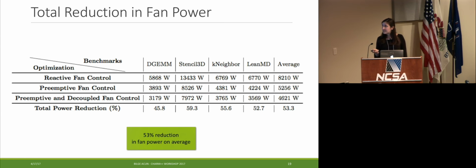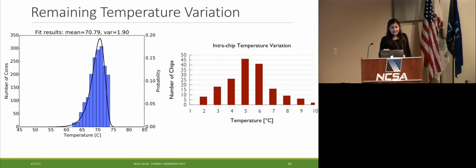And combining these optimizations over different benchmarks, what you see is that overall we can reduce the fan power by 53% on average. Now, what's the remaining temperature variation here? That's 10 degrees. And that variation is intra-chip temperature variation that decoupling the fans is not addressing. So basically, one node has two chips, and each chip has 10 cores. And 10 cores can have up to 10 degrees Celsius difference among them.